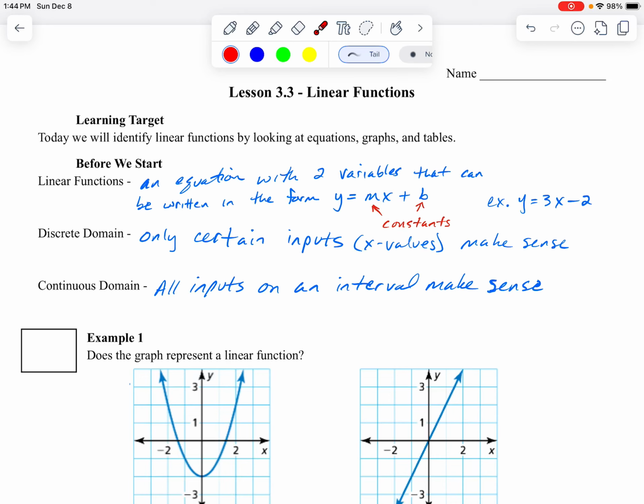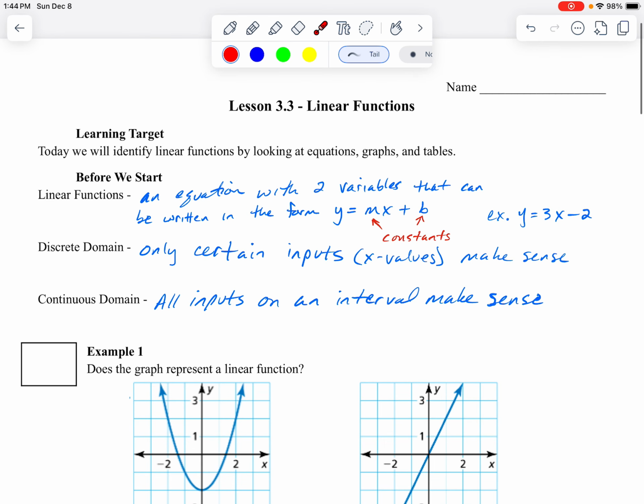This is our video for section 3.3, determining if a function is linear. So you may want to take a quick minute and either reread this beginning or copy that down. A linear function is going to be something that is a straight line.